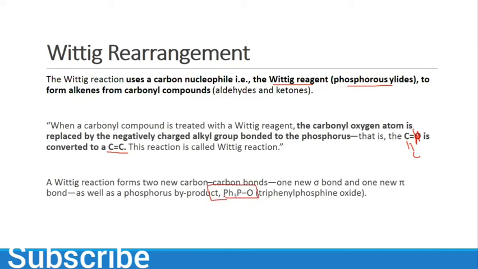So first of all, you need Wittig reagent, which is phosphorus ylide. Without Wittig reagent, you cannot get Wittig reaction or Wittig rearrangement. And what will happen is that C double bond O is converted or replaced by C double bond C.